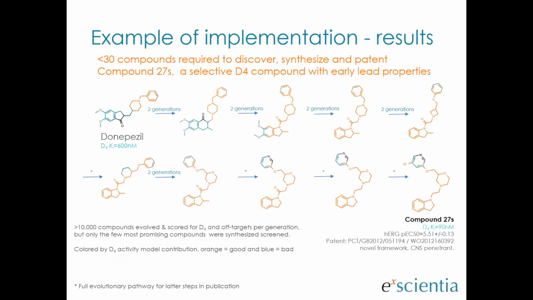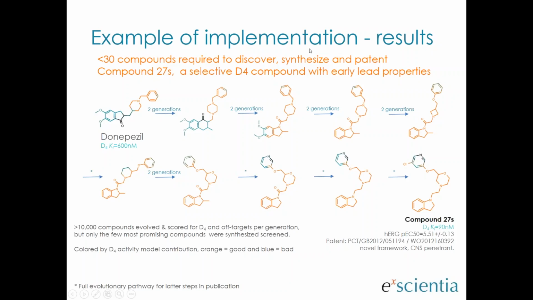So here is an illustration. On the top left we have donepezil. It's colored by the model score. Orange means that the model likes this part of your compound. It's very good for D4. Blue, the model doesn't like that part, and gray is neutral. And what we try to do is to transform this compound in multiple steps, and then score, until we have a compound with a very good score for D4 and also novel.